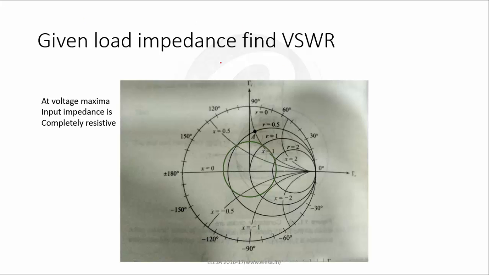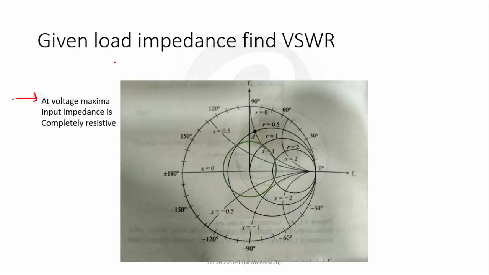Then, moving on to the next commonly faced numerical. Given the load impedance, find VSWR, that is the voltage standing wave ratio. Now, to solve this problem, we must note this very important point. At the voltage maxima, input impedance is completely resistive. Okay? And its value will be equal to S times Z0.